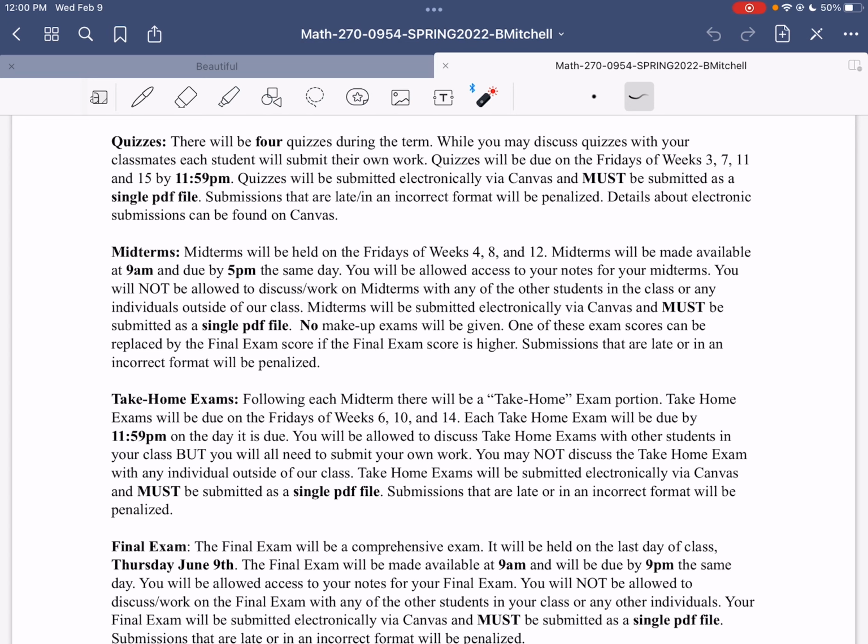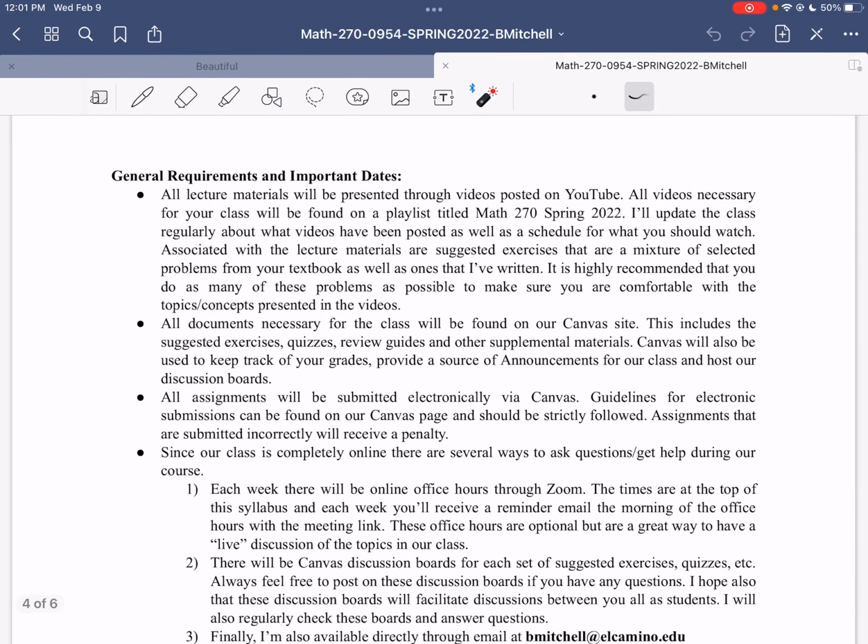In fact, there will be on Canvas throughout the entirety of our course a discussion board just simply called General Course Questions. So if at any time you're unsure about something, about the structure, the logistics, anything like that, pop a question on that General Course Questions board and I will make sure to answer it as soon as possible.